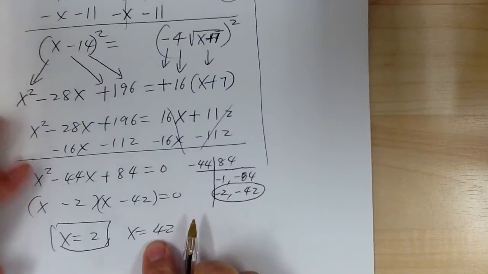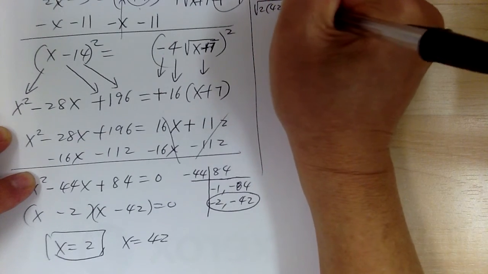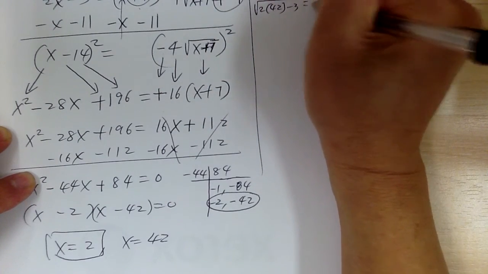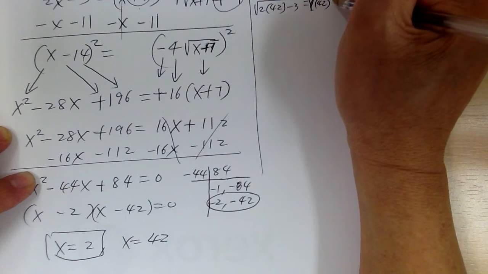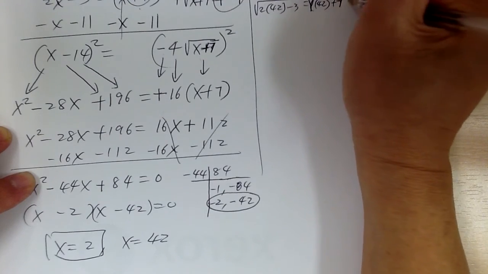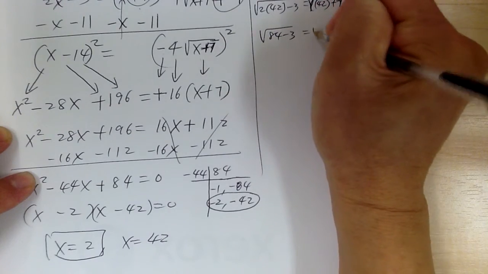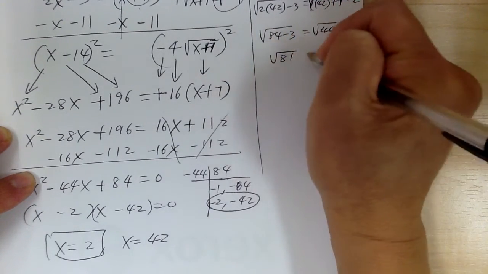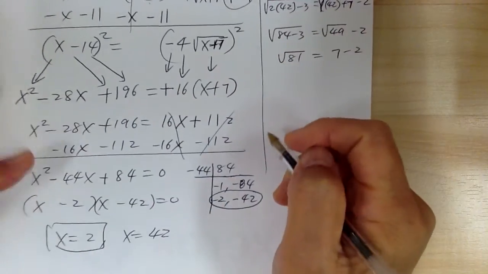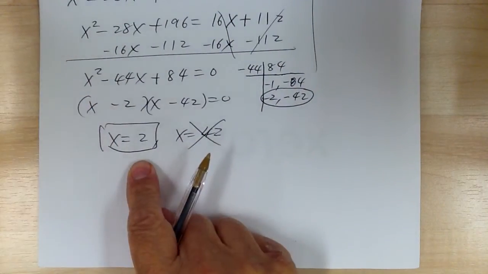Then you have to check this one. Square root of 2 times 42 minus 3 equal to square root of 42 plus 7 minus 2. So I got square root of 84 minus 3 equal to square root of 49 minus 2. So I got square root of 81 equal to 7 minus 2. So I got 9 equal to 5. No good. So this one is no good. Okay, so I could check, and that's it.